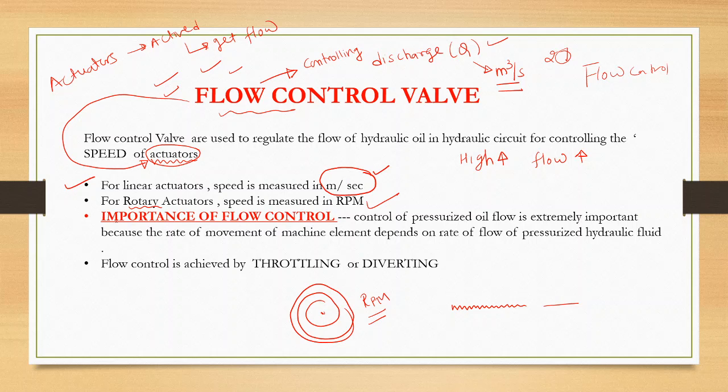Now the most important thing: the importance of the flow control valve. What are the basic things that a flow control valve is used to control? Control of pressurized oil flow is extremely important because the rate of movement of a machine element depends on the rate of flow of pressurized hydraulic fluid. Let me explain it properly.